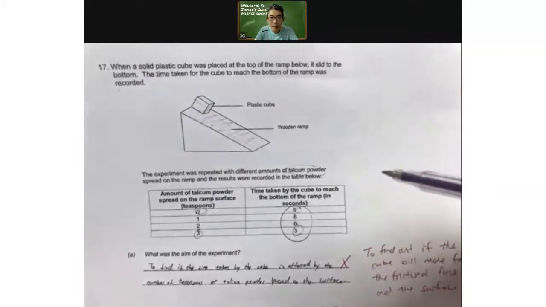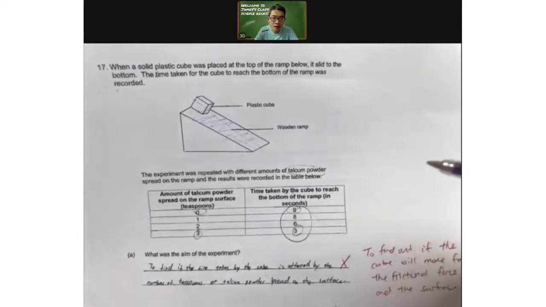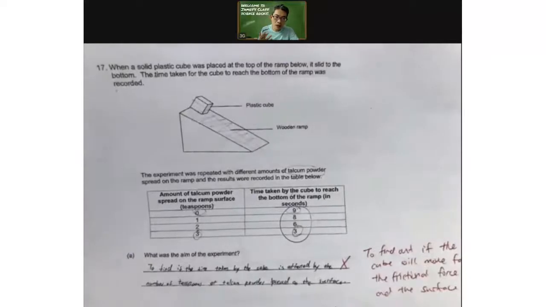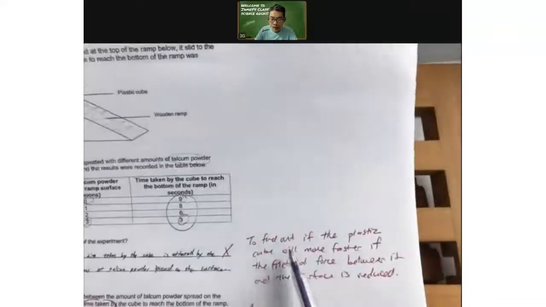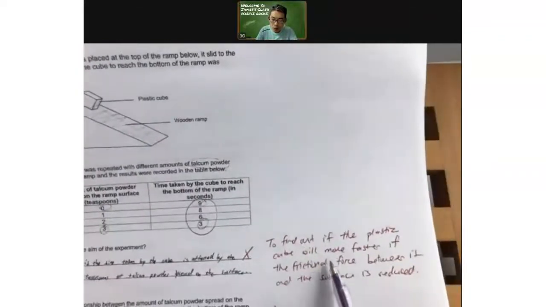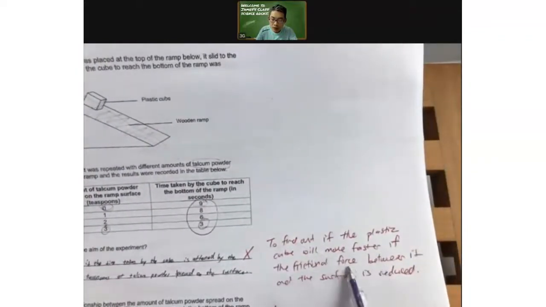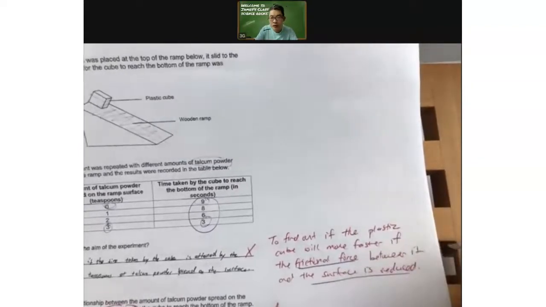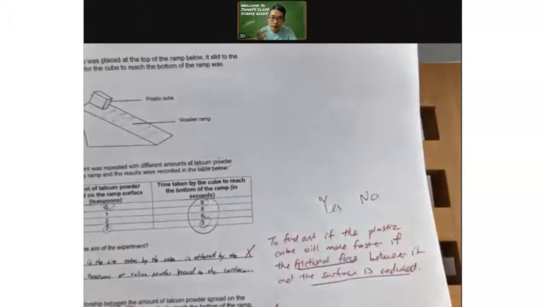Remember, force is something you can see the effects of, but you cannot see the force itself. So you're going to observe something to give them some clues as to how can I reduce frictional force. So the idea is this. Let's say this person wants to find out whether a plastic cube will move faster if the frictional force between it and the surface is reduced. So you're trying to find out this science part. If I reduce the frictional force between the two surfaces, will the plastic cube move faster? To answer either a yes or a no, we need something that we can measure, right?